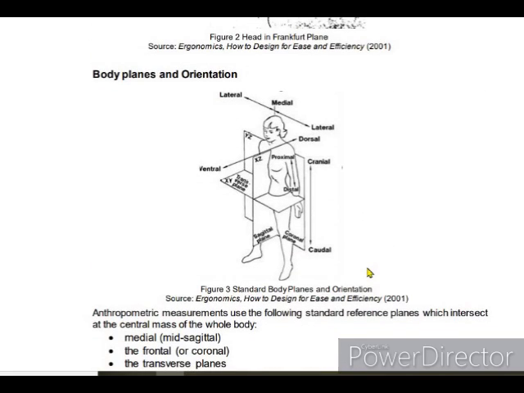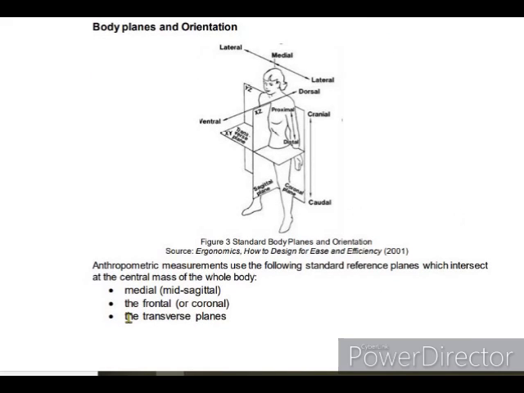So next, body planes and orientation. Okay, so there are planes for each body and how they are oriented. So anthropometric measurements use the following standard reference planes which intersect at the central mass of the whole body. As you can see, the medial or the mid-sagittal, okay, it is here on the top, so horizontally, okay, from one ear to ear or one shoulder to shoulder.